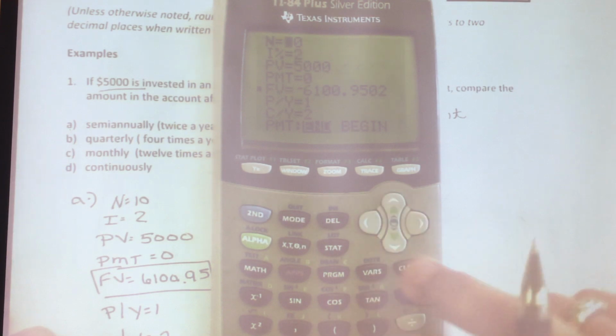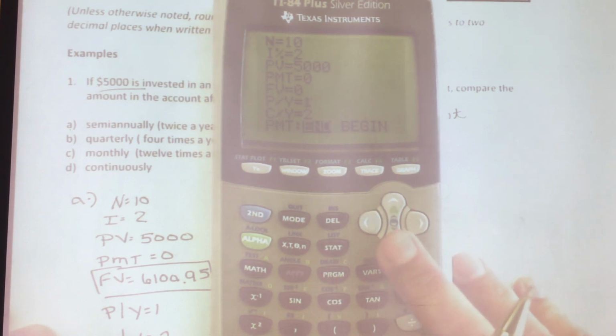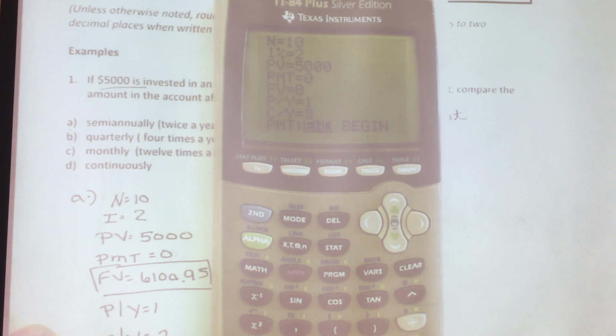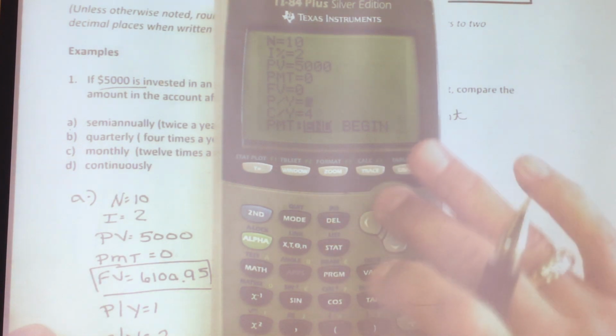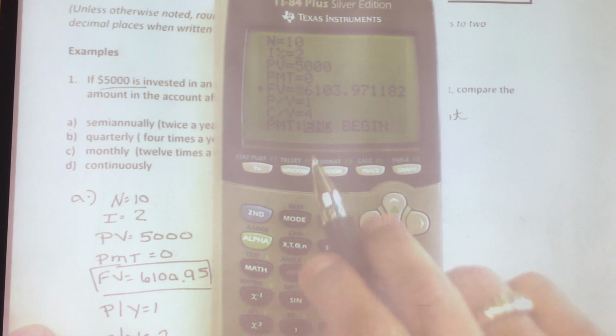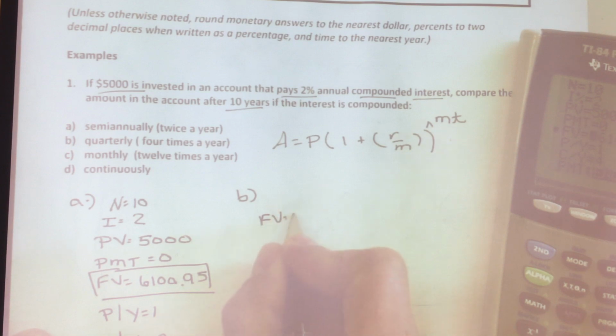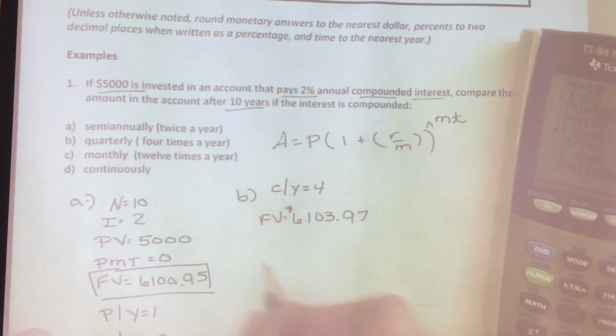So letter B: you're keeping the same time, the same interest, the same present value. Change the future value to 0. P/Y is 1, and C/Y compounded quarterly is 4 times per year. So you're changing that to 4, and for future value, alpha, enter. So your future value for compounded quarterly is $6,103.97, and that is with your C/Y as 4.